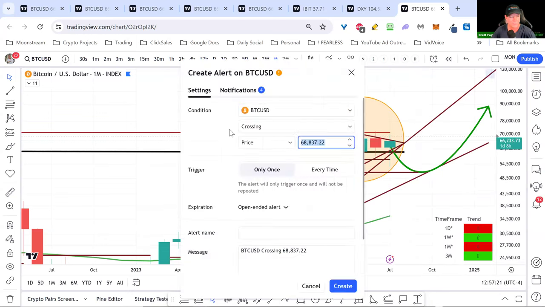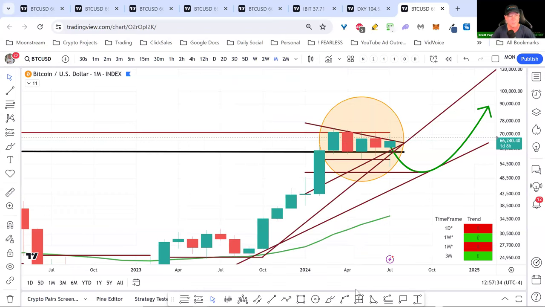And then I want to show you what I think happens. Okay, and so we'll call it 68K. I think that does it. It's a bit more. And then we want to say just buy. I'm going to say buy alerts. That way I know it means bullish.